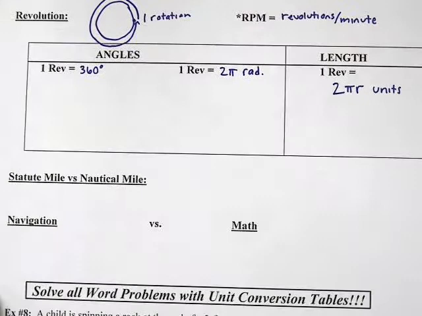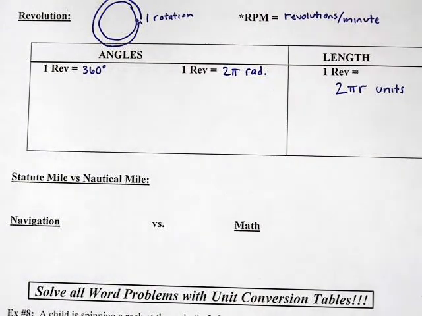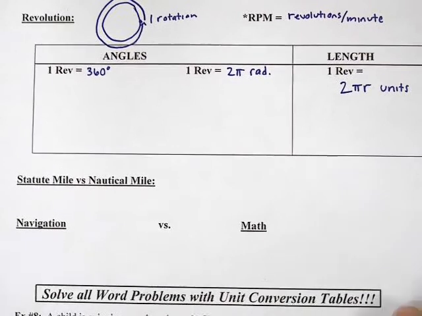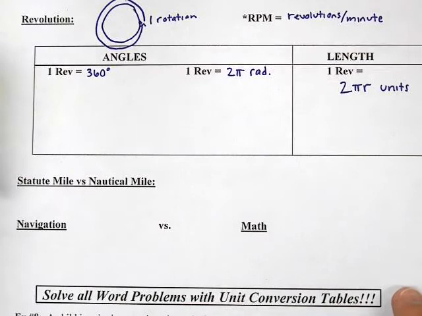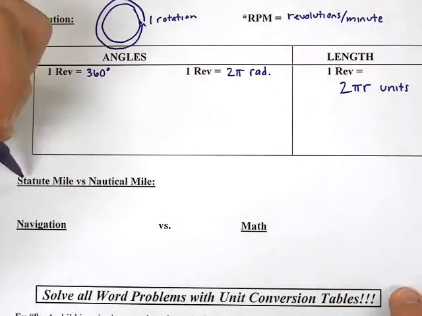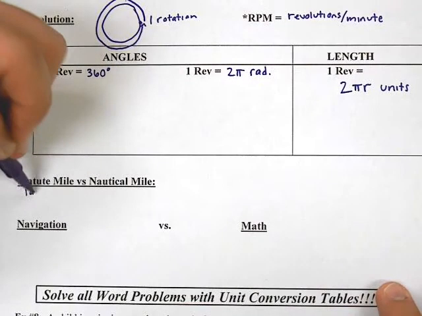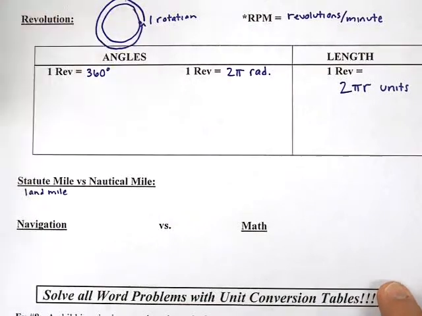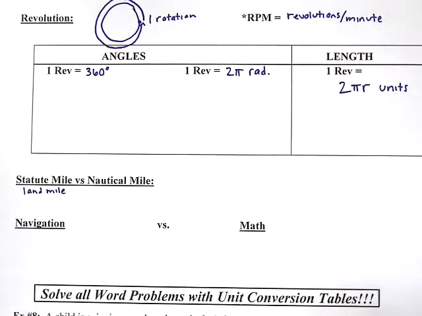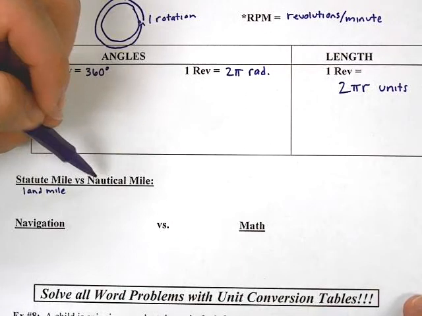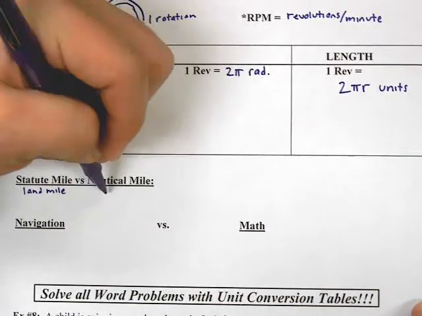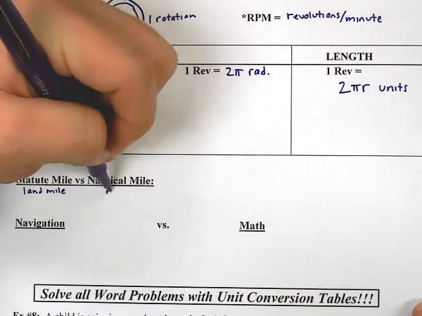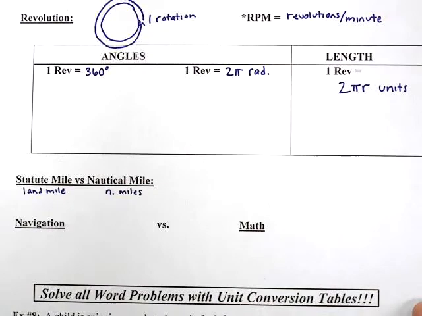Last little bit of notes before we start working on some of these word problems. This idea here, I don't want you to get hung up on it. I just want you to remember and understand a statute mile is just a land mile. It's what we know as a mile, like how many miles between here and Chicago or something like that. A nautical mile is more like a water mile, a mile in the water. And the only thing I need you to be on the lookout for is that sometimes we'll call that N miles.